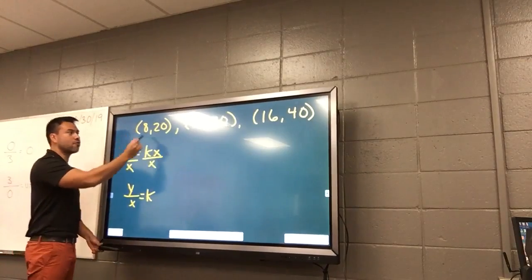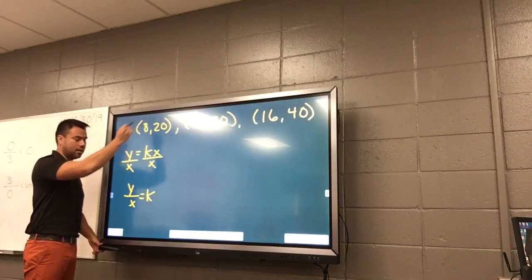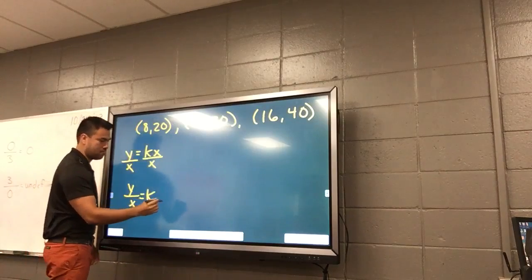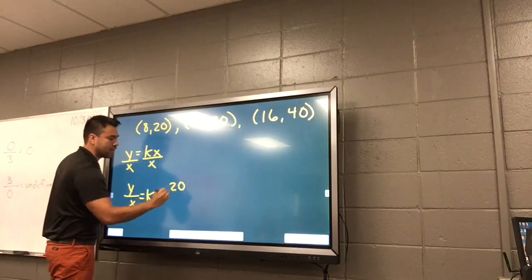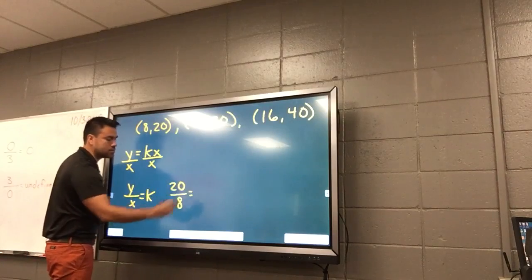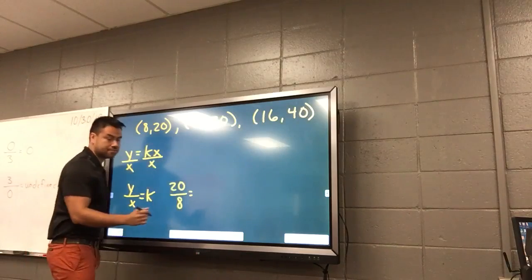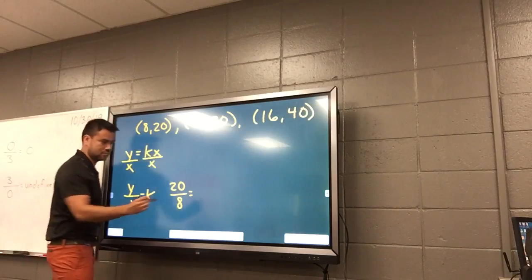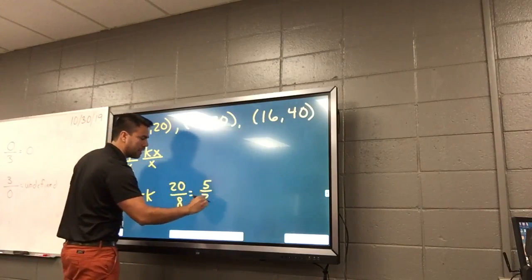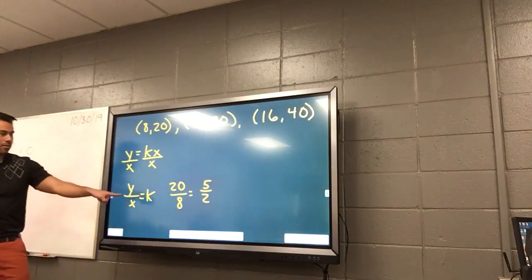All right, let's use the first ordered pair here real quick. What's the y value? 20. What's the x value? 8. What does that equal if you simplify it into a fraction? It would be 5 over 2. Okay? That's my k value for that one.